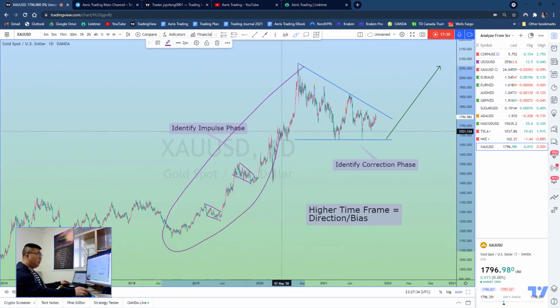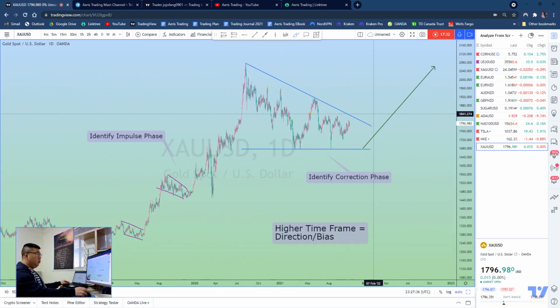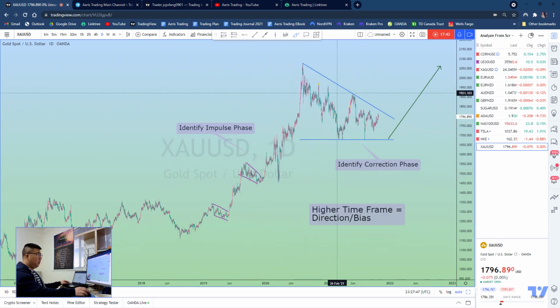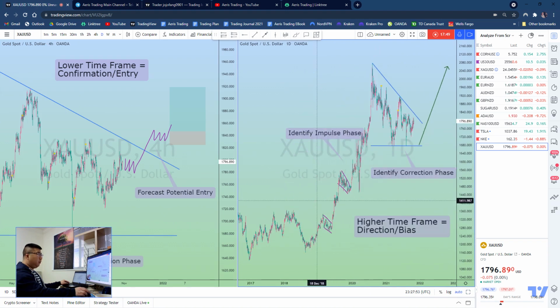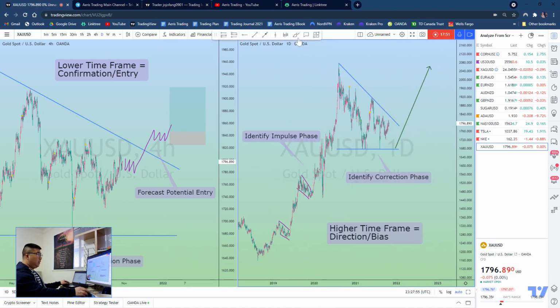Once you identify the higher time frame impulsive phase, you're going to identify the higher time frame correction phase. Using the trend line, connecting the swing highs and lows, you identify that there is consolidation here. Once you identify the consolidation, copy the trend lines over to the lower time frame so they show up on the lower time frame. Remember, the higher time frame is used to identify the possible direction and the possible bias in your point of view of the market.